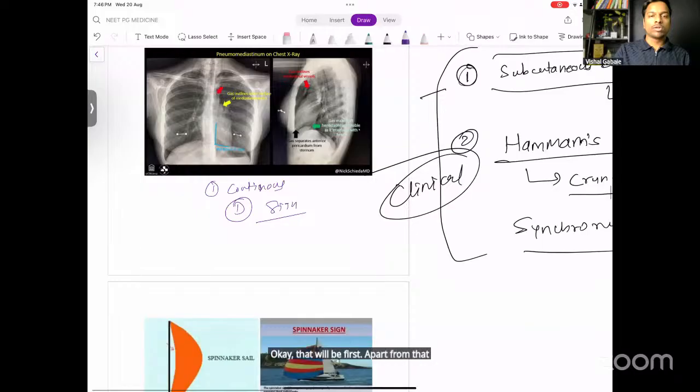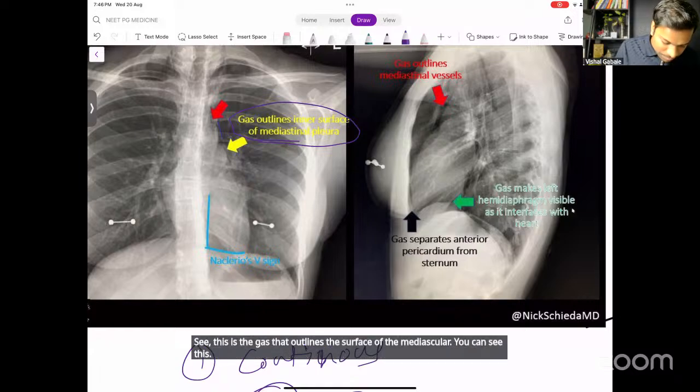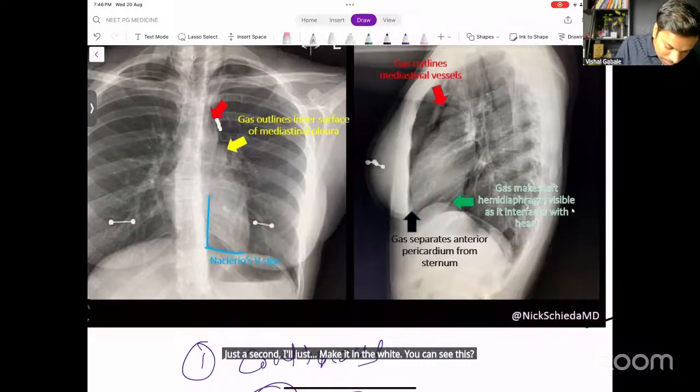Apart from that, you will also see air tracking along the heart borders and great vessels like this. See, this is the gas that outlines the surface of the mediastinal area. You can see this. Just a second, I'll make it in white. You can see this, right? This one.